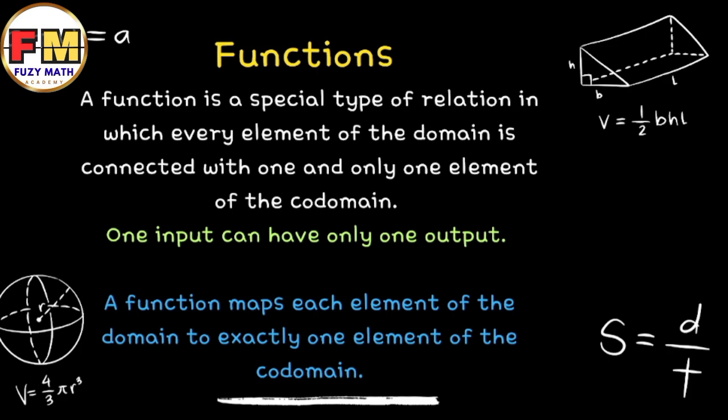Functions. What is the definition of functions? A function is a special type of relation in which every element of the domain is connected with one and only one element of the codomain. One input can have only one output. A function maps each element of the domain to exactly one element of the codomain.